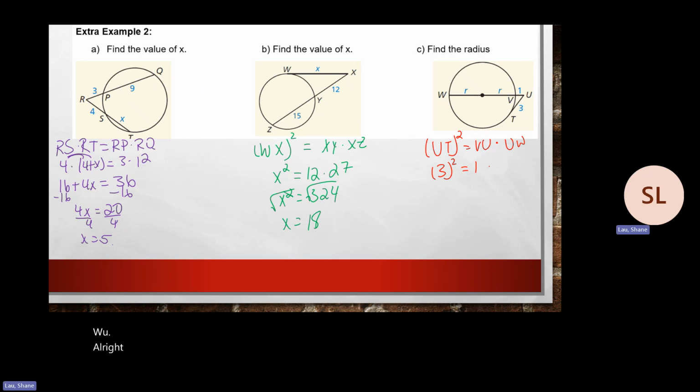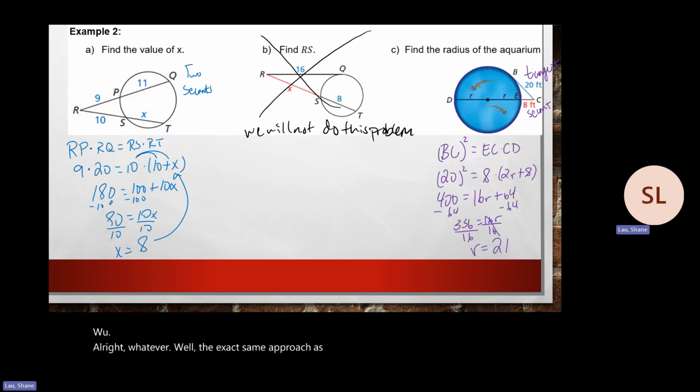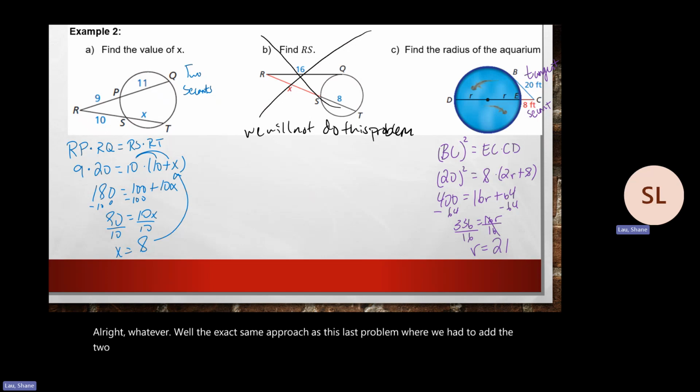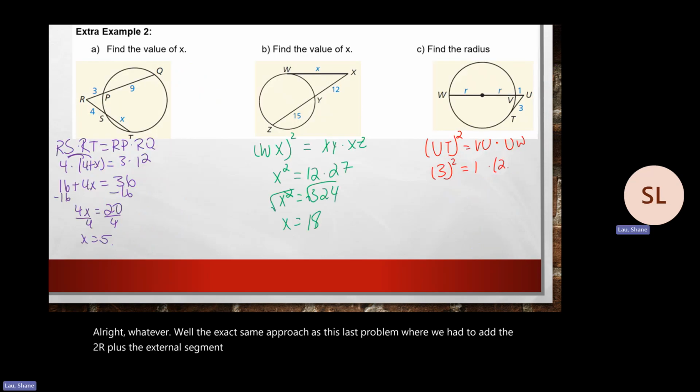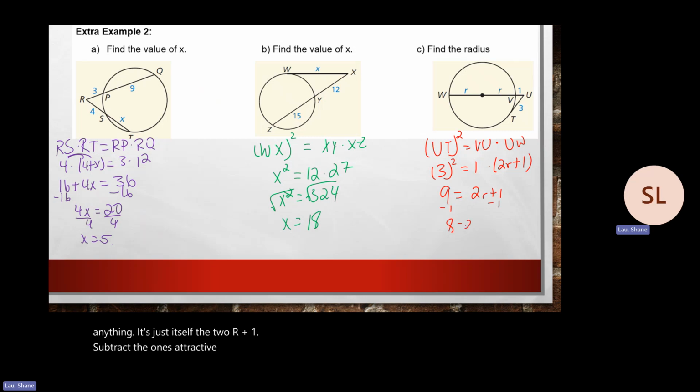We'll take the exact same approach as this last problem where we had to add the 2R plus the external segment. So 2R plus 1. Here I get 9 on the outside. 1 times anything is just itself. So 2R plus 1. Subtract the 1, subtract the 1. 8 equals 2R. And last but not least, R.